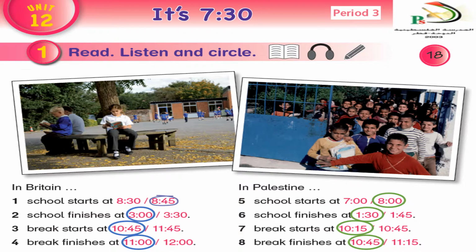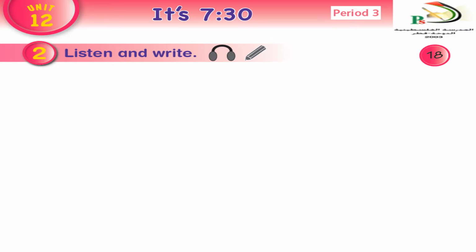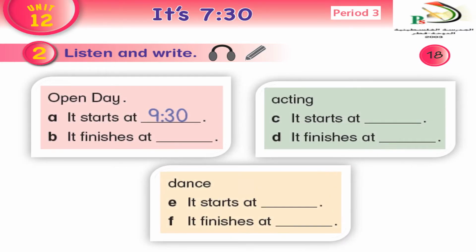Excellent, great job. Now, my dear student, let's move to activity number 2. Listen and write. Here in this activity, I want you to listen to the audio, then write when the event starts and finishes. But before that, let's read the text together. Open day. A. It starts at 9:30. B. It finishes at. Acting. C. It starts at. D. It finishes at. Dance. E. It starts at. F. It finishes at. Now, please prepare your pencil and listen carefully. Track 28.